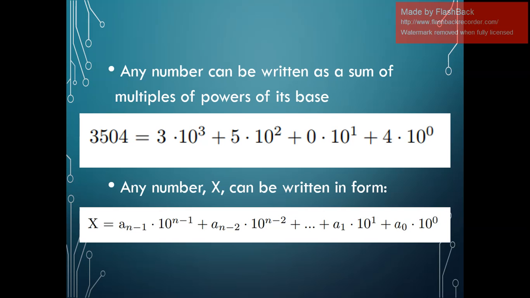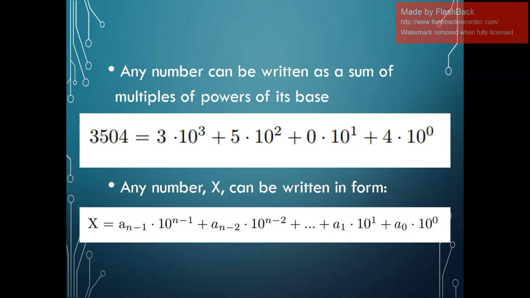This way of writing numbers can be generalized for any number x and for any base, such that x is equal to a sub n minus 1 multiplied by 10 to the power of n minus 1 plus all the way down to a sub 0 multiplied by 10 to the power of 0, as shown at the bottom of the slide. It is important to note that each value a is a single digit.